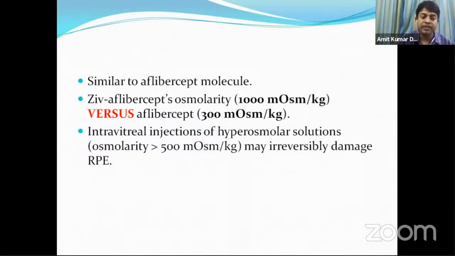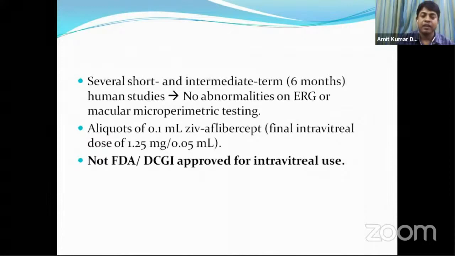Studies have shown that intravitreal injections of hyperosmolar solutions more than 500 milliosmol may irreversibly damage the RPE. We have only some short-term studies, up to 6 months, which have shown no abnormalities on ERG or macular microperimetric testing with a dose of 1.25 milligram. However, long-term studies are still awaited, and the approval is also still needed for us to use it in our routine practice.